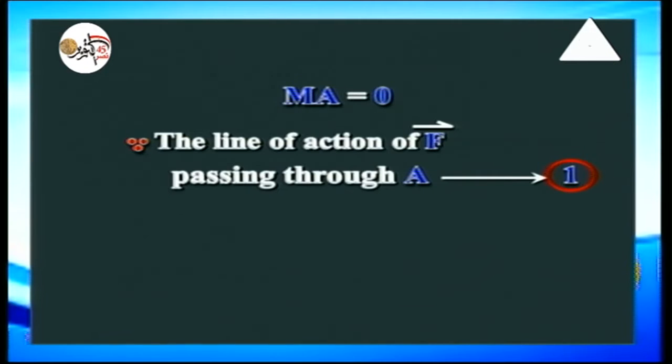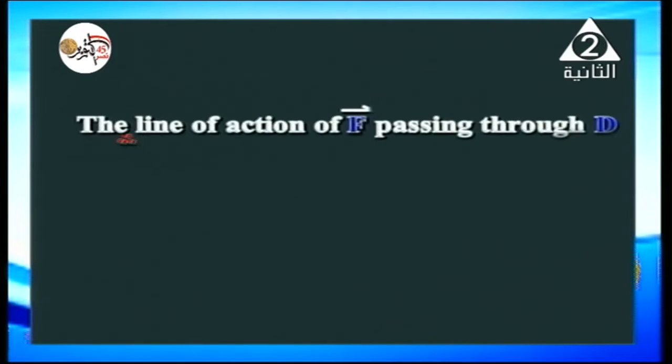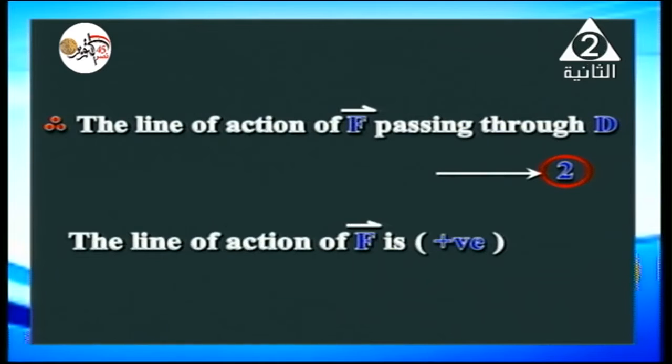Therefore, we deduce that MB, the moment about B, equals negative moment about C. The line of action of F bisects BC. Why? Because the moment of B equals negative moment of C. Then the line of action of F passes through D. This is number 2. The line of action of F is positive.